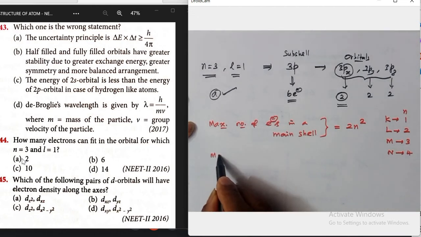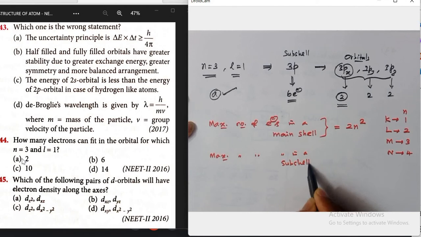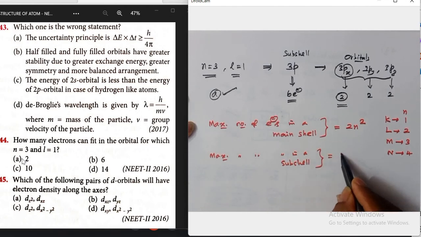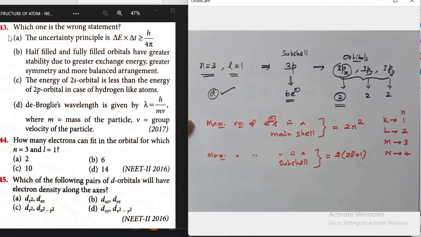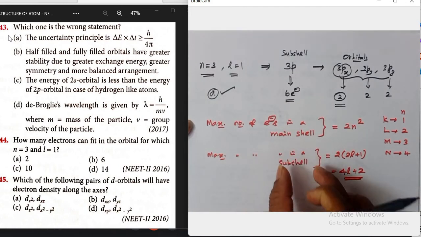Then maximum number of electrons in a subshell. In a subshell, what is the formula? The formula is 2 into (2l plus 1). You can also write it like this: 2 into 2 is 4, so 4l plus 2. This is the formula that will give you the maximum number of electrons possible in a subshell.